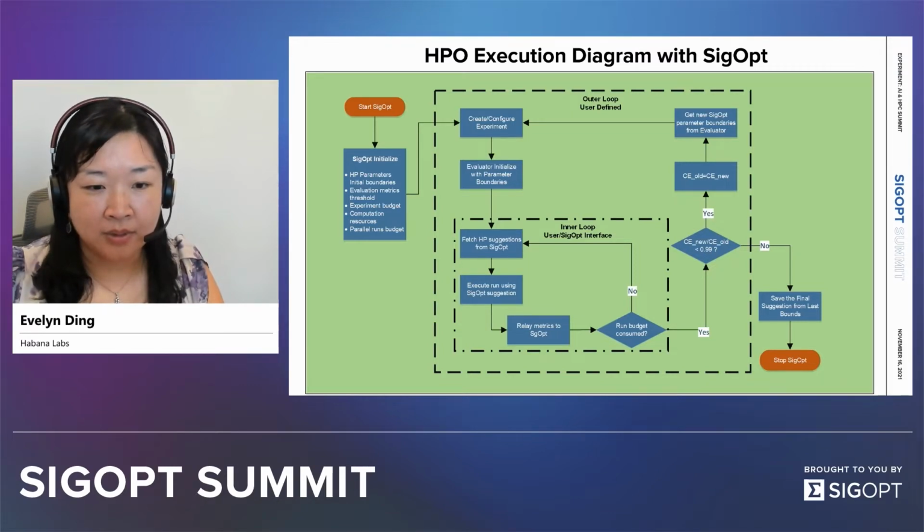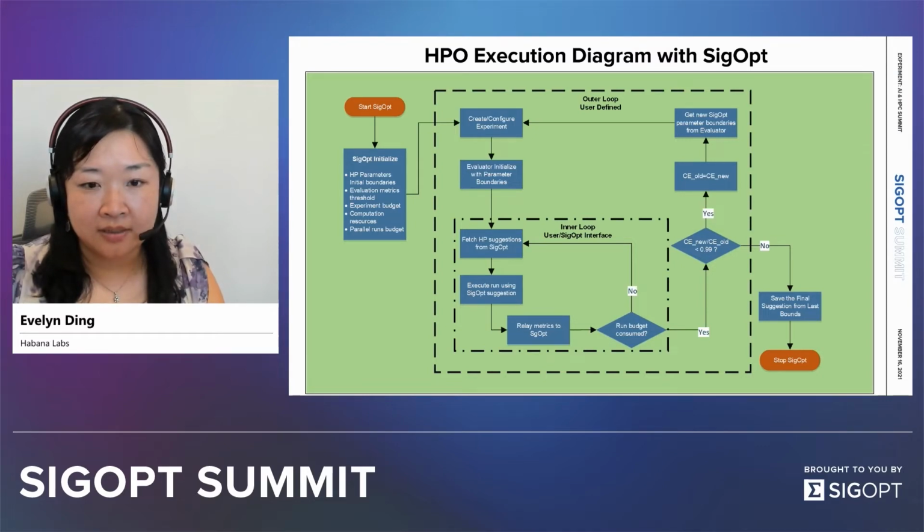The next one is the computation resource, which depends on the availability of the number of accelerators we are planning to use. The last one is the parallel run budget. For example, if we plan to use 64 accelerators, we can define the parallel bandwidth as 2. Then we can run 2 sets of 32 accelerators for the experiment. That helps us speed up the experiment.